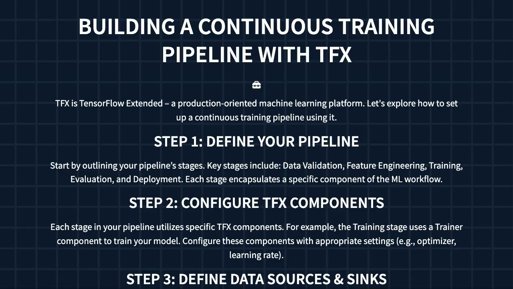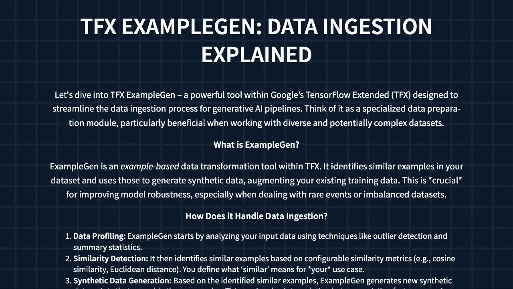Okay, let's talk about TFX ExampleGen. It's a really handy component for building generative AI pipelines. Basically, it helps you get your data ready by intelligently augmenting it. Imagine you have a dataset with some rare events, and your model isn't performing well on them. That's where ExampleGen shines. It figures out which existing examples are similar to those rare events and then generates new examples that look like they belong there too.